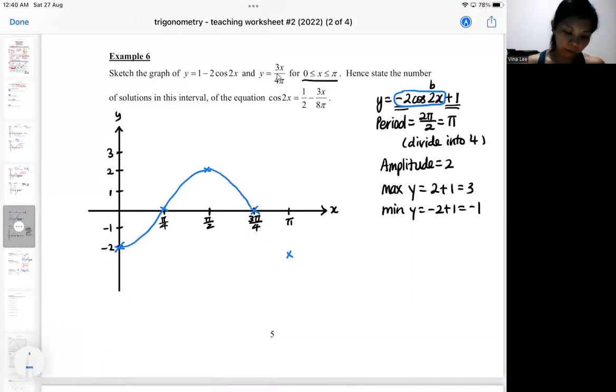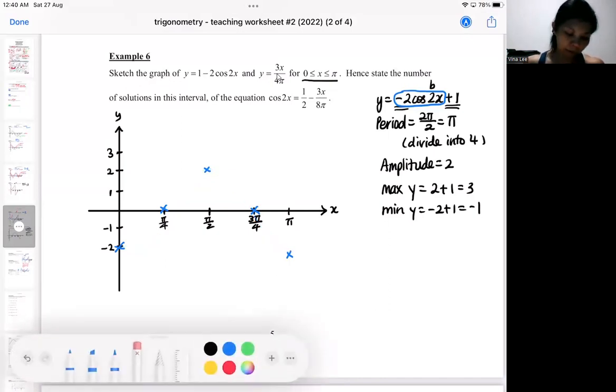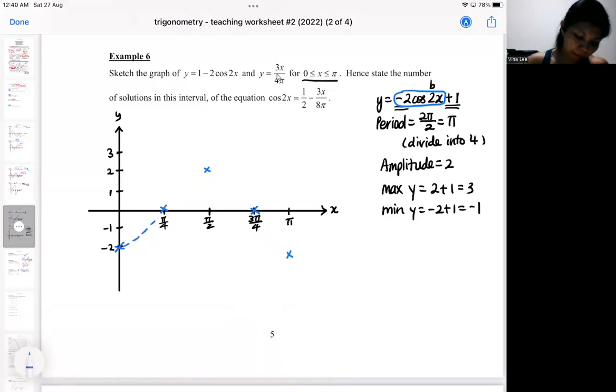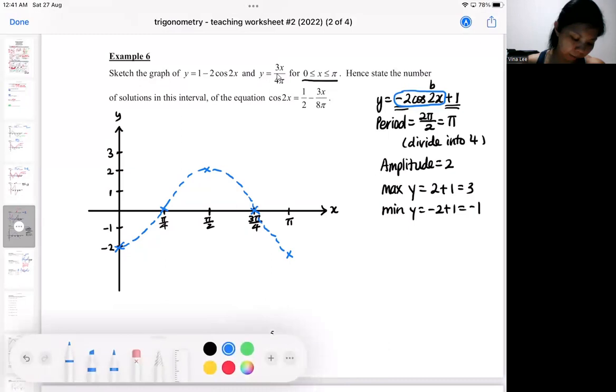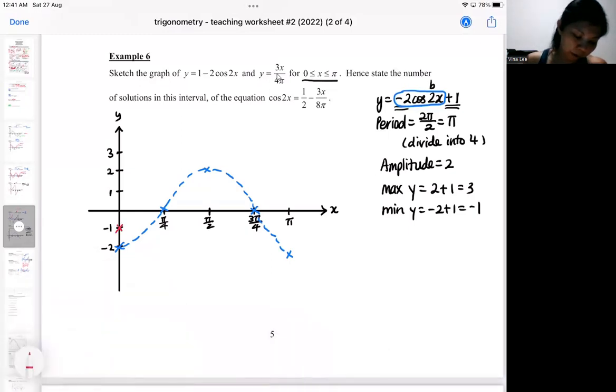Get the special values first. Don't forget, I think I should have drawn it in a dotted manner because that's not my final answer. This is the graph before shifting up. I hope you still remember, don't go direct to the shift up. Sometimes you do make careless mistakes. Now every point is shifted up. So that becomes the real graph.